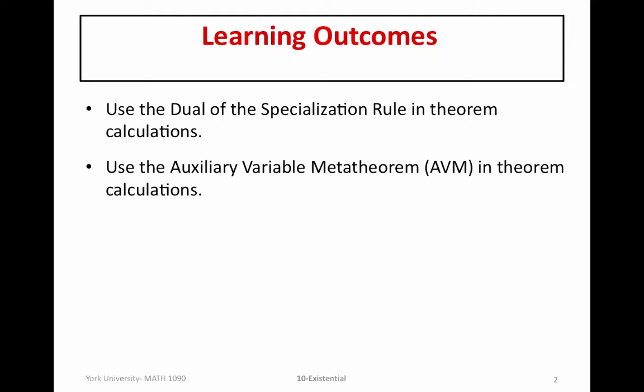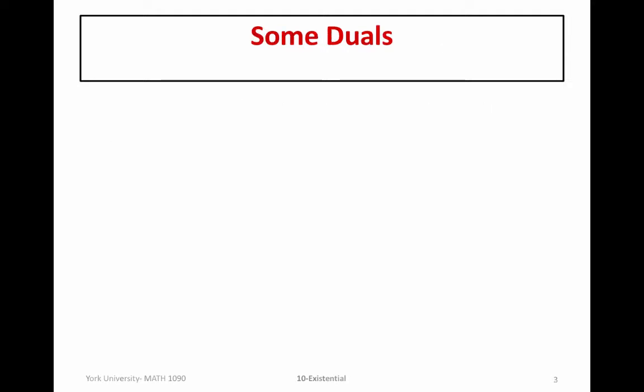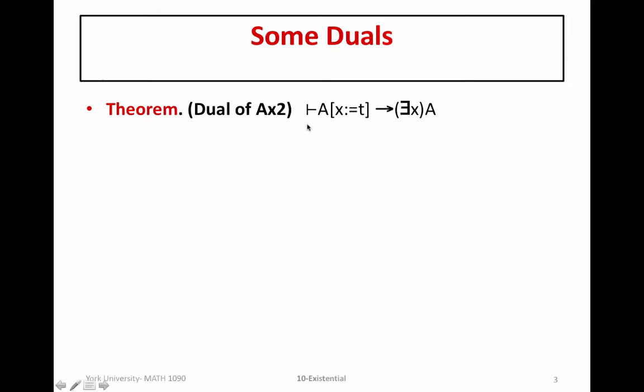Okay, so we're going to begin by looking at the dual of the specialization rule, or the equivalent statement of the specialization rule using the existential quantifier. Again, because the universal quantifier and the existential quantifier are opposites, we're going to get something a little bit different. Let's first look at the dual of axiom AX2. Remember, axiom AX2 involves the universal quantifier, and it gives us the reverse direction. It allows us to say for all x A implies a particular instance of A.